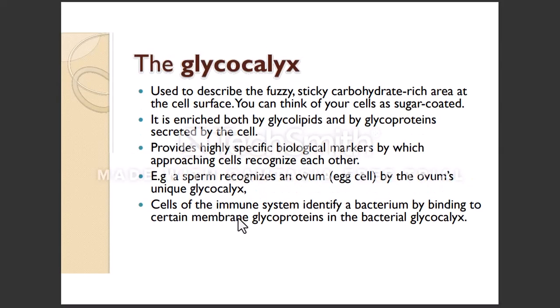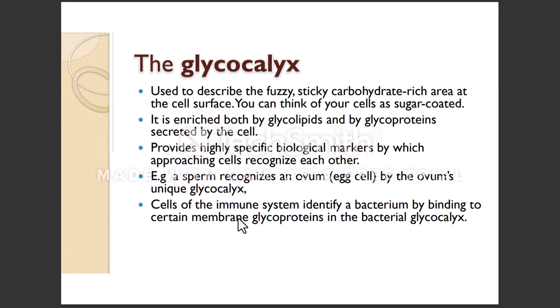All right, now we have the glycocalyx. The glycocalyx, we said, is a sticky carbohydrate-rich area at the cell surface, and it is enriched with glycolipids and also glycoproteins secreted by the cell. They provide highly specific biological markers. That means they are for recognition.